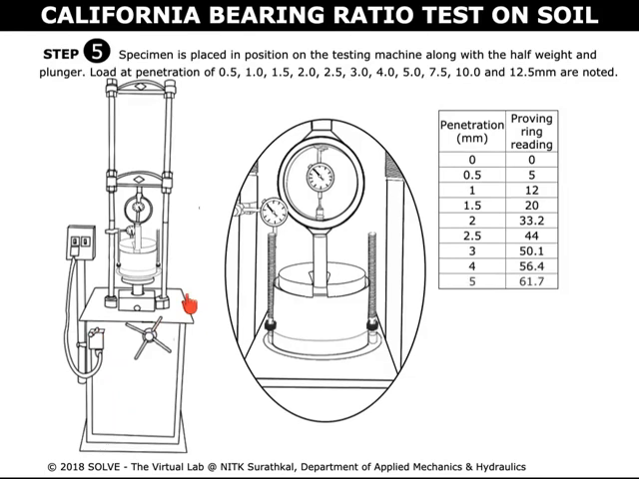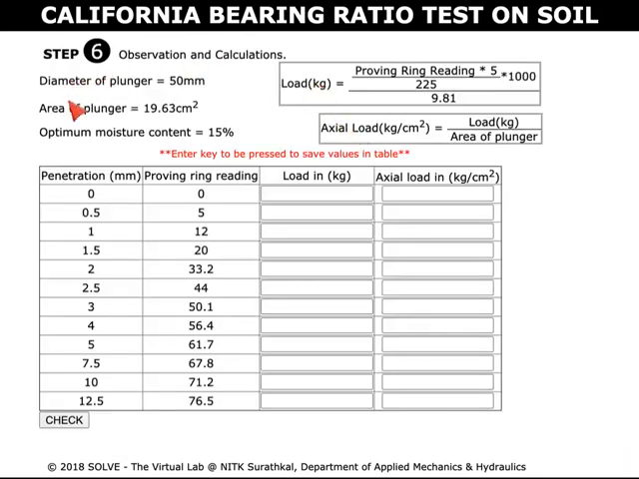Note down the proving ring reading. These are the observations for the current experiment. You can calculate load and actual load using this formula. Enter the calculated values here. Click on the enter key to save values in the table.